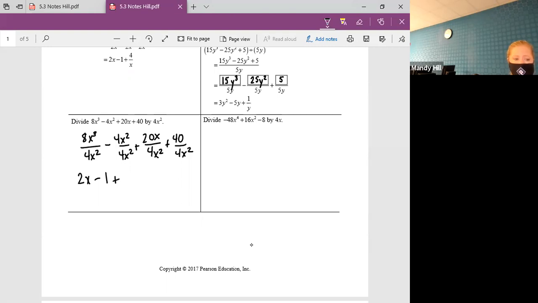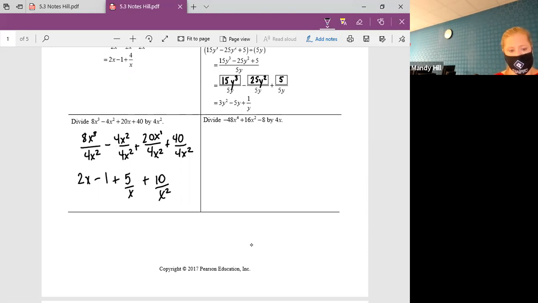20 divided by 4, that's 5. This time, I have more x's on the bottom than I have on the top. So that means that this x to the first will take away one of these, but I'll still have one there, right? So I still have an x on the bottom, even if one of these cancels out with one of those. Okay, on our last term, we've got 40 divided by 4, which is 10, and I have nothing to cancel out with this x squared that's on the bottom. So it just stays x squared on the bottom because there was nothing to cancel out. Okay.